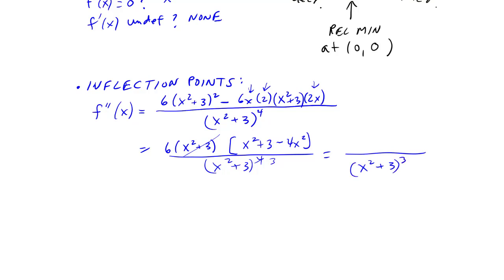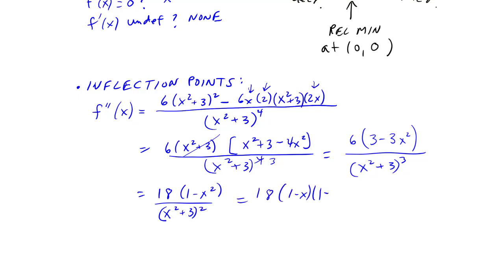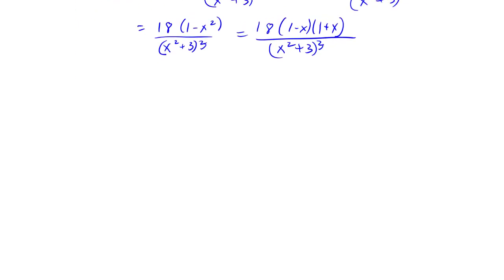And then I would have a 6 times x squared, so minus, well, 3 minus 3x squared. I could do a little better than that. Let's take out a 3 so that we get 18 times 1 minus x squared over x squared plus 3 cubed, or 18 times 1 minus x, 1 plus x over x squared plus 3 cubed. I'm sorry, it was cubed. Okay, so that's a good form of our second derivative there.